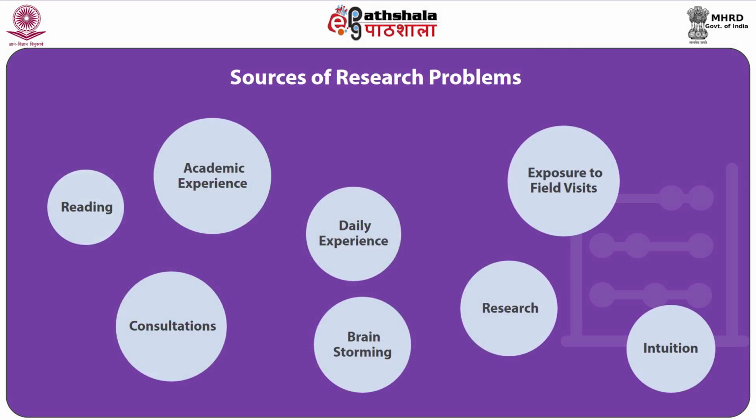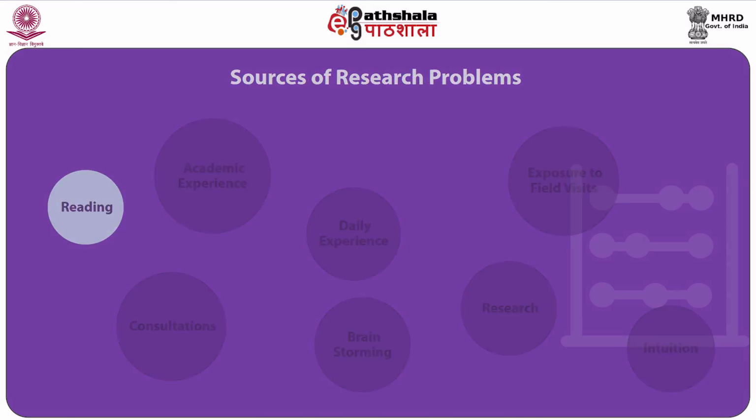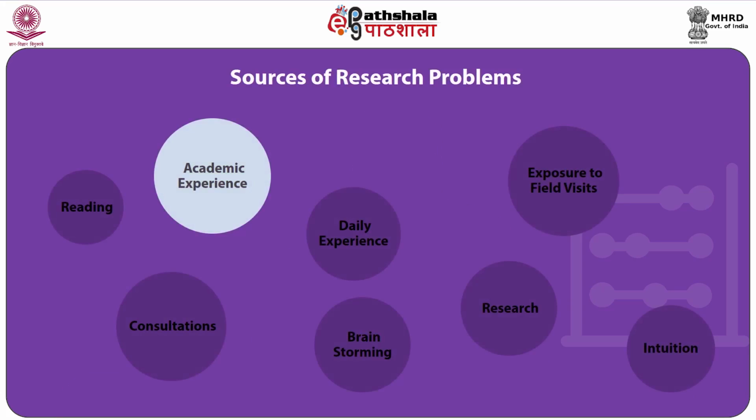Coming to the sources of research problems, first one is reading. Reading of books, articles and other published sources relating to the subject matter of interest will be the basic source for identifying a research problem of one's own interest. Secondly, academic experience. Young and beginning researchers have the opportunity to have classroom lectures, discussions, seminars and discussion with the senior faculty members, thereby have ample chances to select or identify research problems.